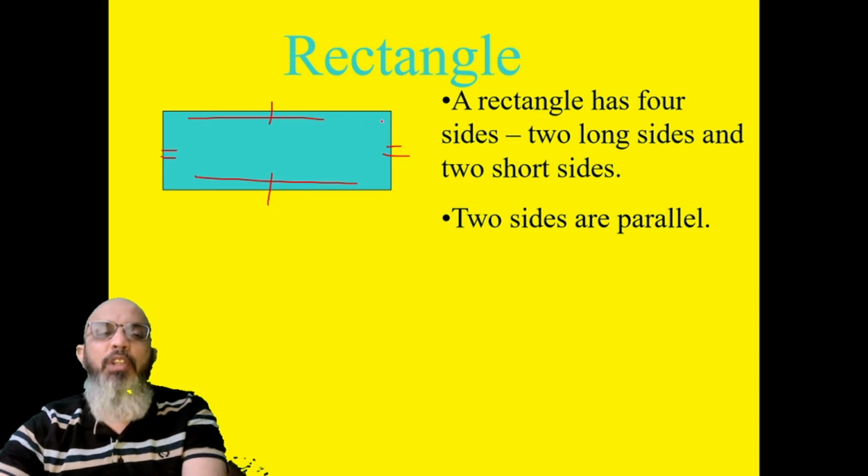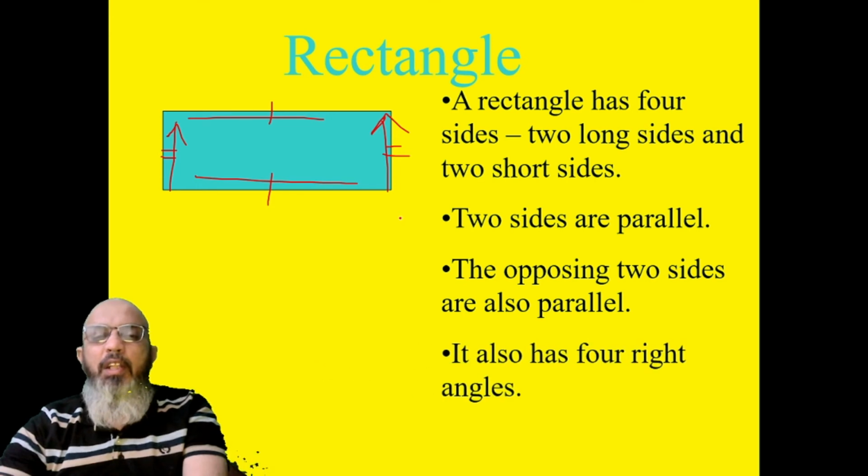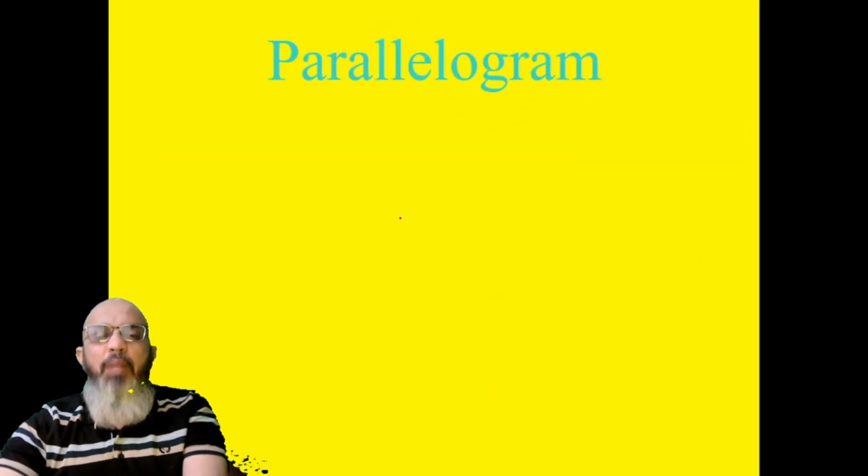These two opposite sides are parallel and these two opposite sides are parallel, right? Two opposing sides are also parallel. These are the properties of a rectangle. It has four right angles as in the square, but a square has four equal sides, while a rectangle has two opposite sides that are equal. So what is a parallelogram?